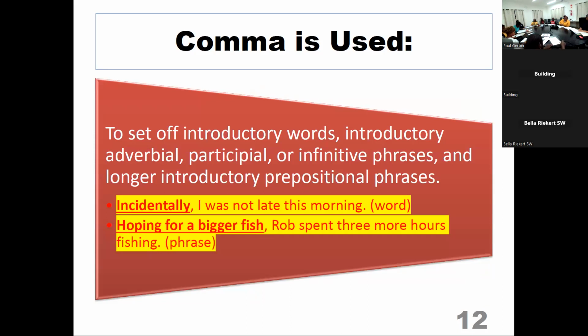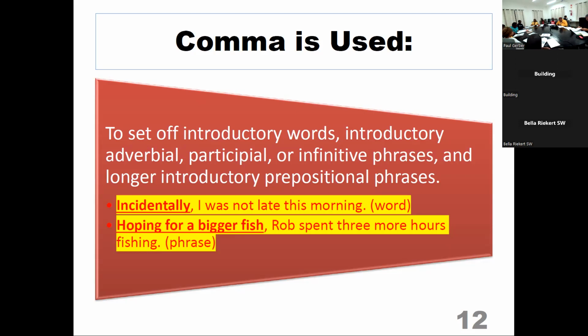Okay, then also the comma is used to set off introductory words, introductory adverbials, participles, or infinitive phrases, and longer introductory prepositional phrases. So like you see, "Incidentally, I was not late this morning." Now the introductory word there is "incidentally." So you say, "Incidentally," pause, "I was not late this morning." That doesn't sound as good as if you just slightly pause there and then carry on with your sentence. You see the difference it makes, no?